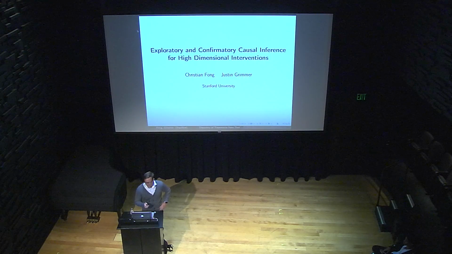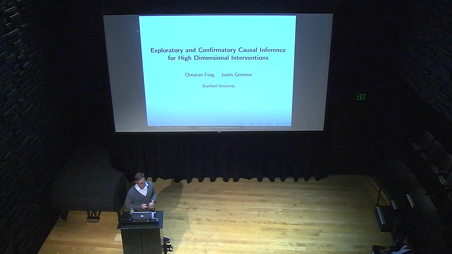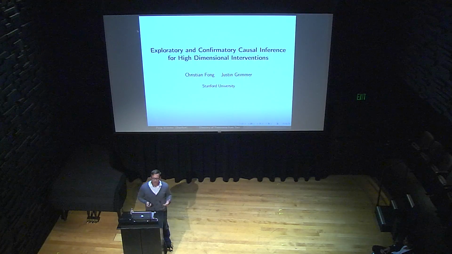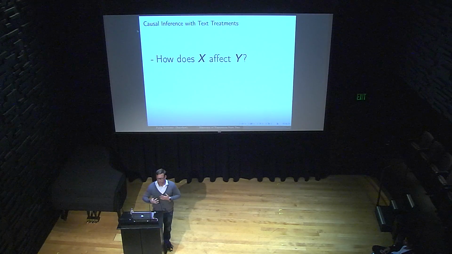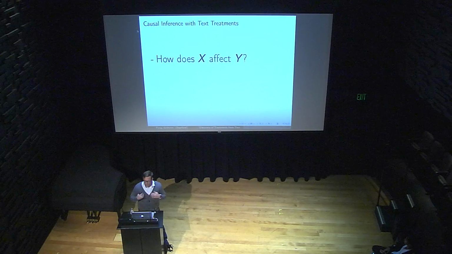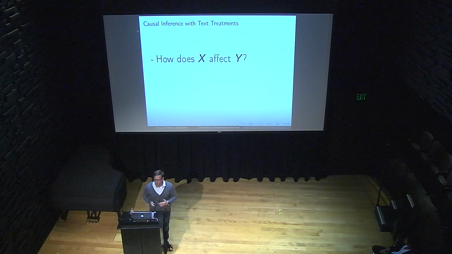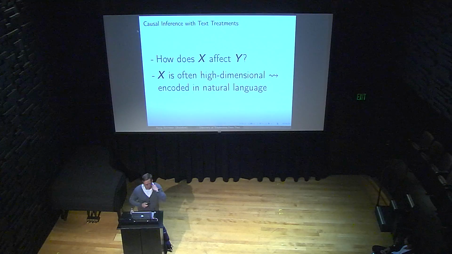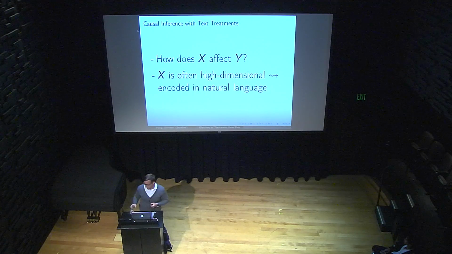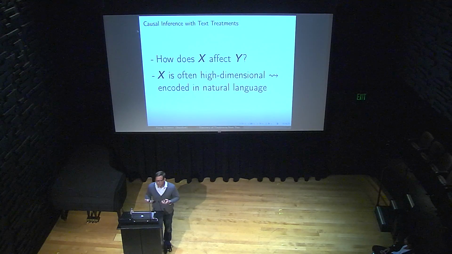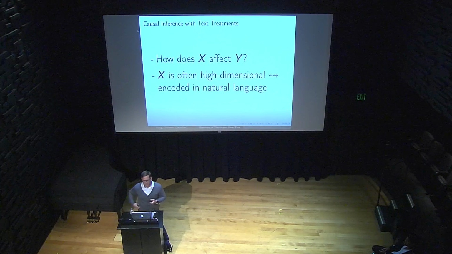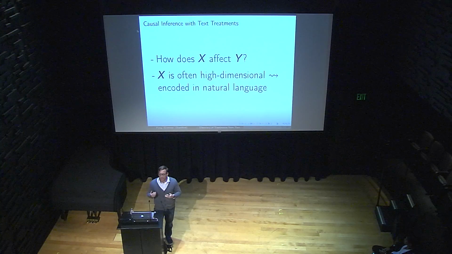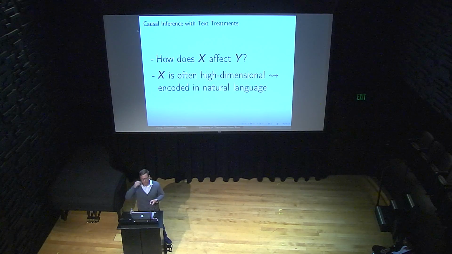All right? So this is a collaboration with my grad student, Christian Fong. And what we're interested in this paper, and indeed in this project, is answering a question that social scientists ask a lot. So how does X affect Y? That's a very basic question. And we have lots of methods to answer that sort of question. What's interesting, we think, about this particular project is that we want to think about a different kind of X. That is an X that is high dimensional, something that's encoded in natural language.